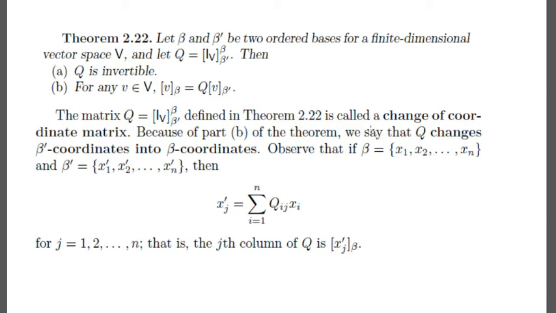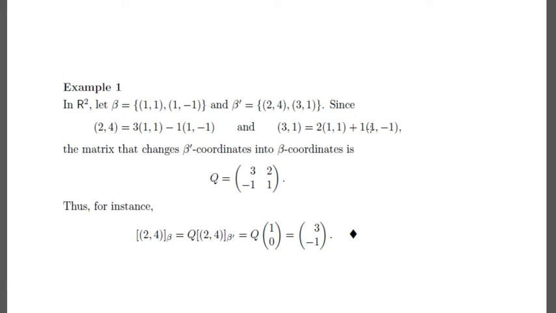For example, suppose beta is equal to (1,1), (1,-1) and beta dash is equal to (2,4) and (3,1). Then we can write (2,4) in terms of beta. So (2,4) is equal to 3 times (1,1) minus 1 times (1,-1), and the second vector (3,1) is equal to 2 times (1,1) plus 1 times (1,-1). Now we get Q as the coefficients of this. So Q is equal to [3 -1; 2 1] written column wise.